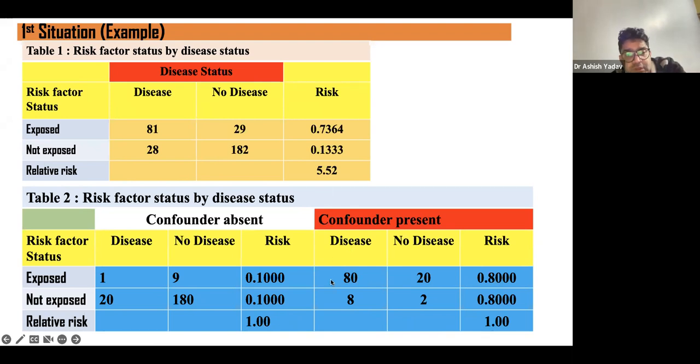So table number 2 is suggesting that this exposure, which you felt was giving you an RR of 5, is actually not 5. It is 1. So how much is the confounding effect? From where was this 5 coming? This 5 is coming because of the confounding effect. Now we can calculate the effect of the confounder. If we are considering the confounder as a risk factor, what would be the formula for RR?